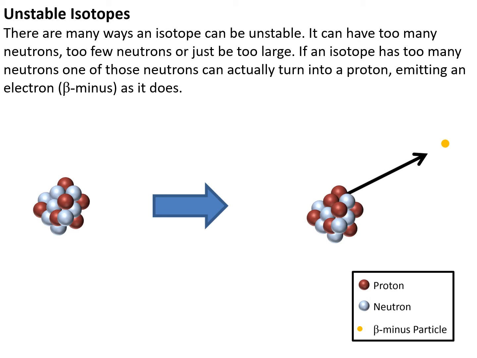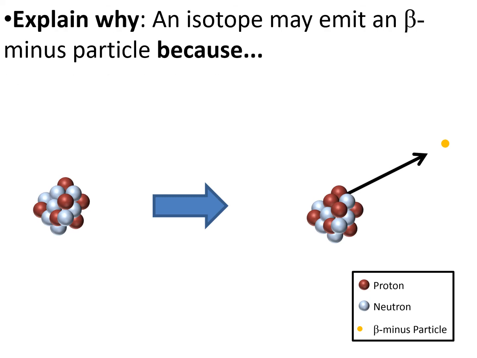The reason it needs to emit an electron is for a law called the conservation of charge. If we're creating a positive charge from a neutral, we must also create a negative charge to balance that out. Explain why an isotope may emit a beta minus particle.